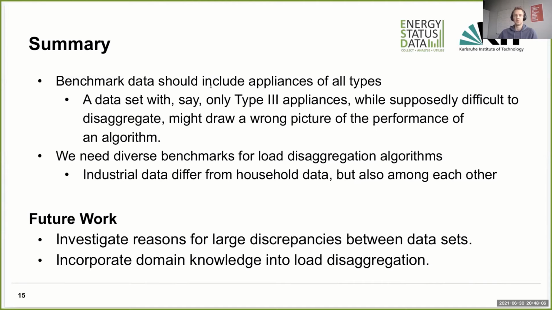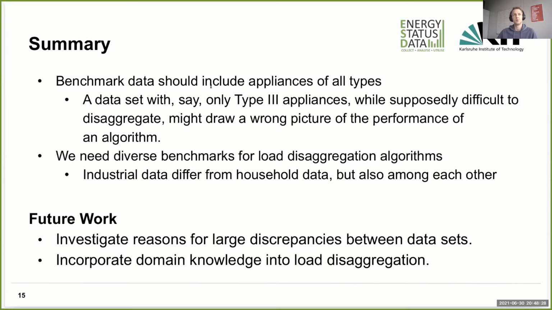And as our main table shows, the industrial data differs from household data and also from other industrial data. So it makes sense to include both types of data for measuring the performance of algorithms. In our opinion, possible next steps are to investigate the reasons for the large discrepancies between data sets.